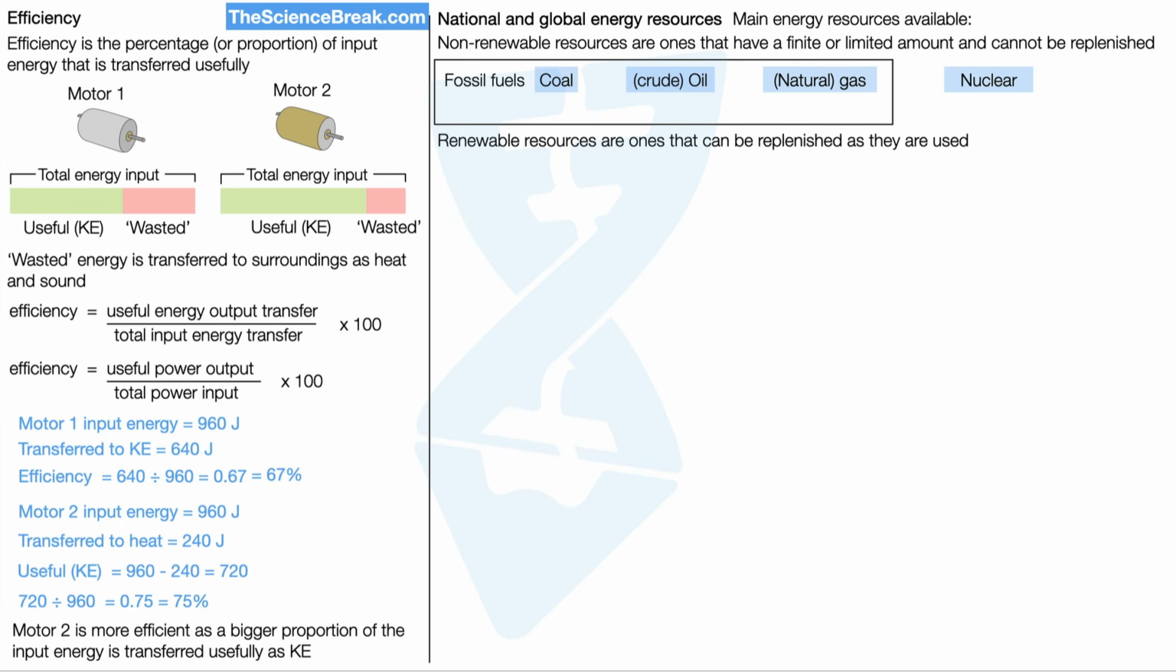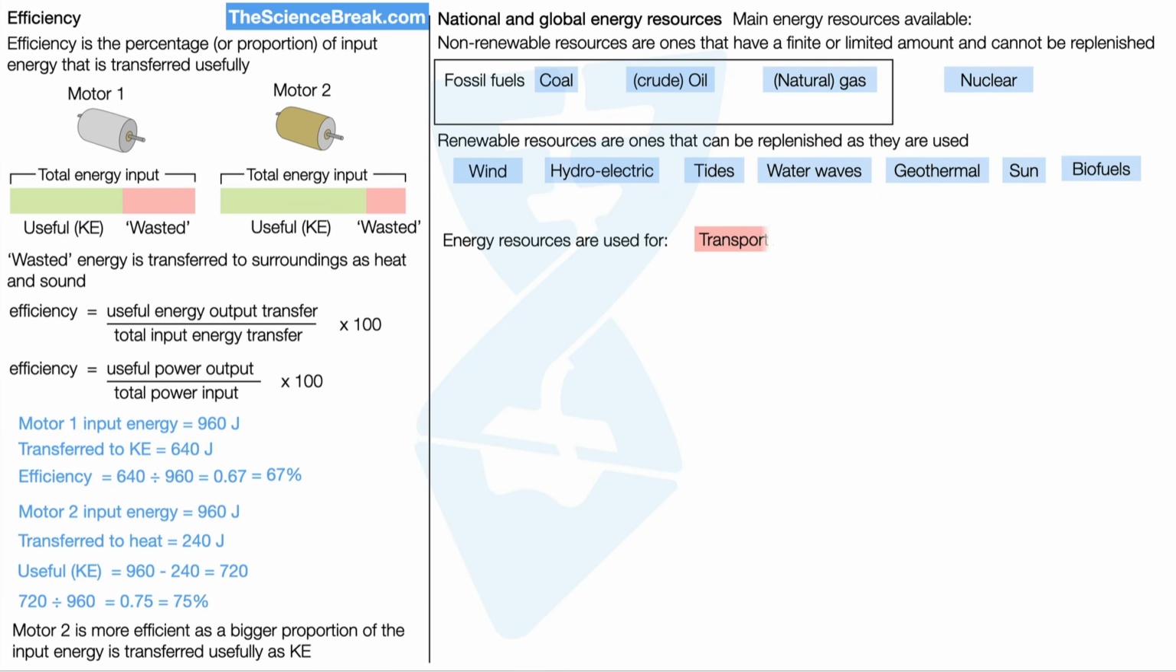Renewable resources are ones that can be replenished as they are used. This includes wind, hydroelectric, tides, water waves, geothermal, sun, and biofuels. These energy resources are used for transport, electricity generation, and heating.